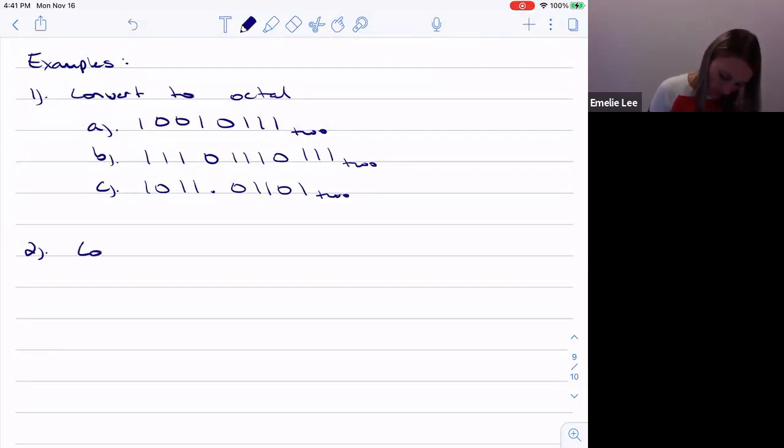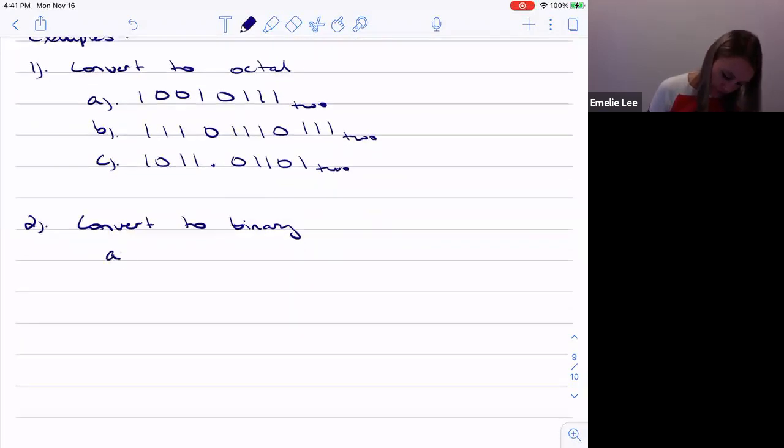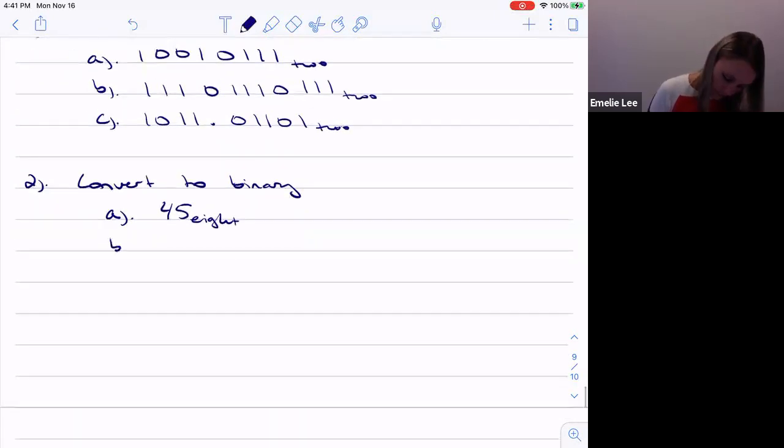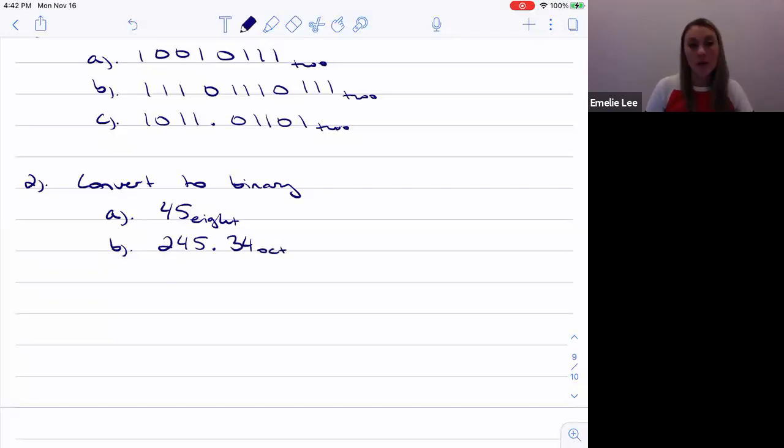Number 2, convert to binary. 4, 5, base 8. And 245.34. I'll use base oct this time. It's the same, right? Octal, base 8.